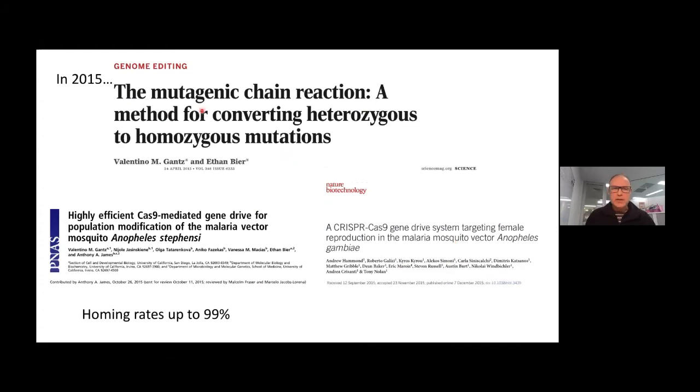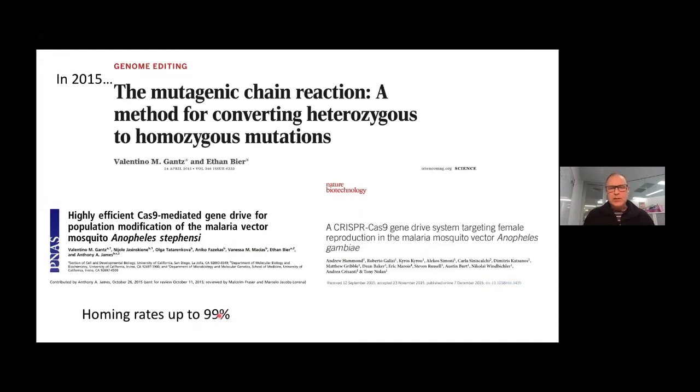So as I said, there was a lot of excitement around a paper that came out in 2015 from Gantz and Bier at University of California, San Diego, showing that in Drosophila, the fruit fly, a well-known genetic model organism, what they called the mutagenic chain reaction, which is exactly the process that I've just described to you, a homing gene drive that they made synthetically using CRISPR-Cas9. And I guess even more excitingly, their group with collaborators and other groups as well in London showed that you could use this technology also in Anopheles mosquitoes, which is important because we're talking now about a malaria vector. So this is now becoming on the radar as a technology that could potentially be deployed in the context of malaria.